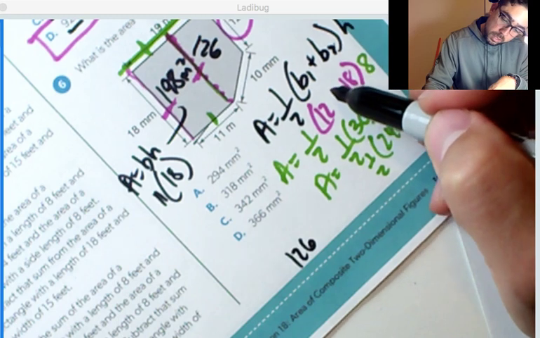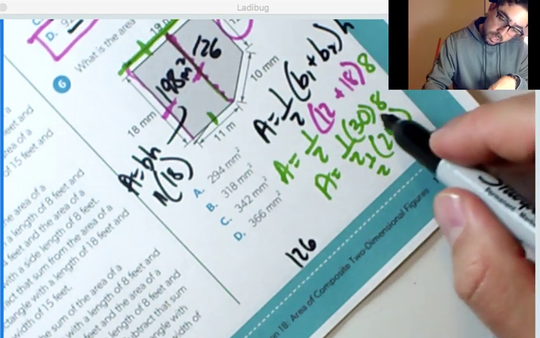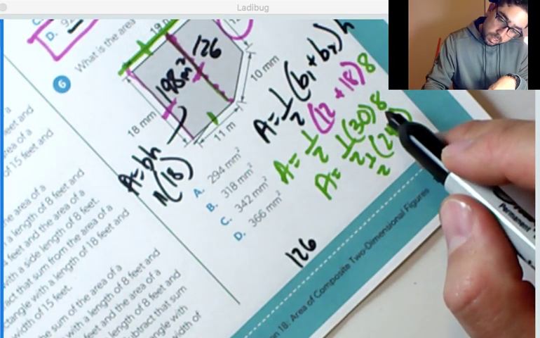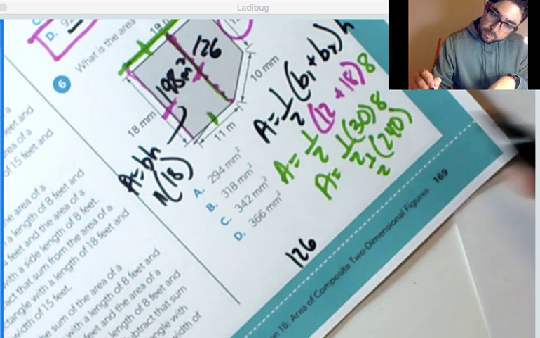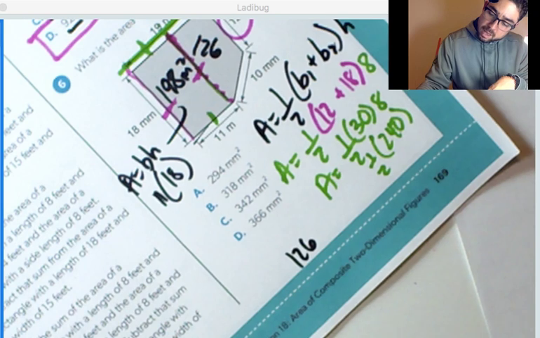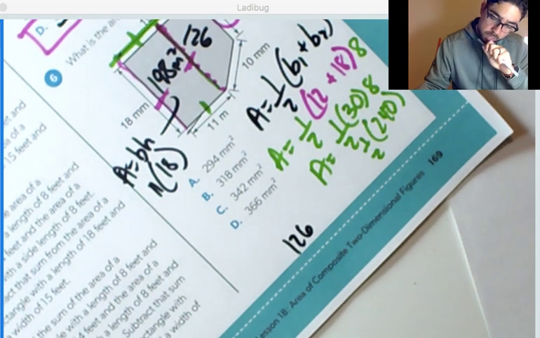12 plus 18 is 30. 19 minus 11 is 8. So, 1/2 times... I'm just finding my mistake. I made a mistake somewhere here, and I'm seeing what I did.